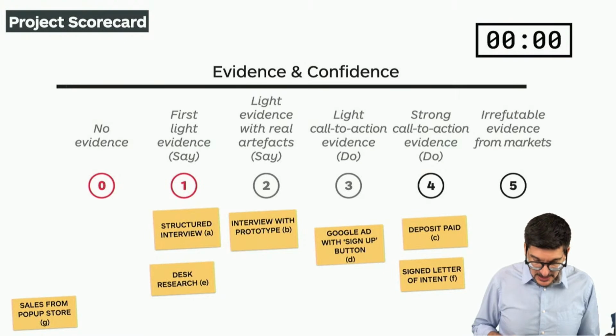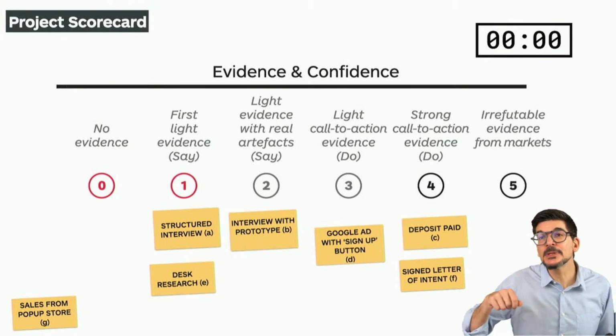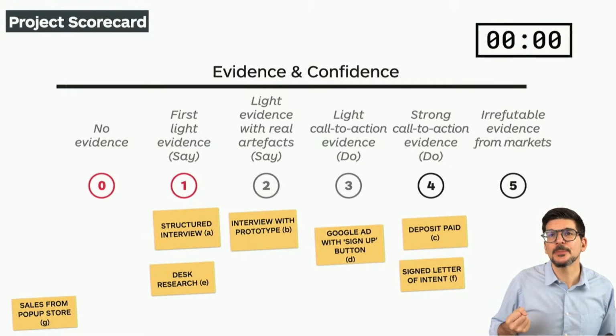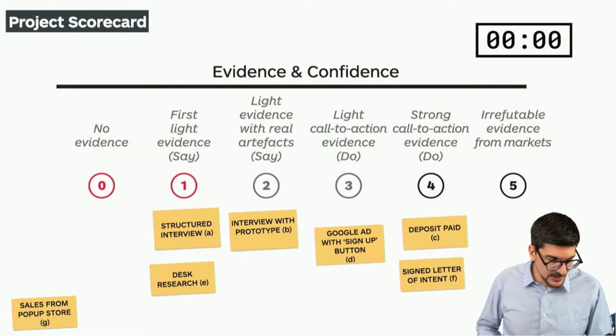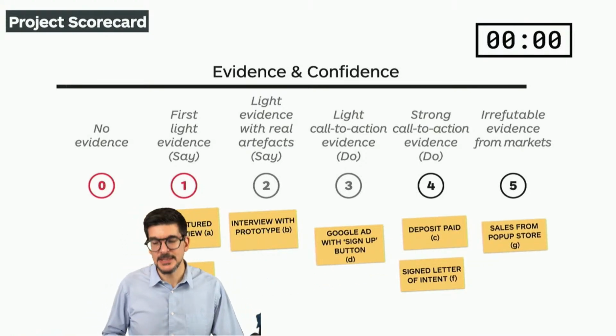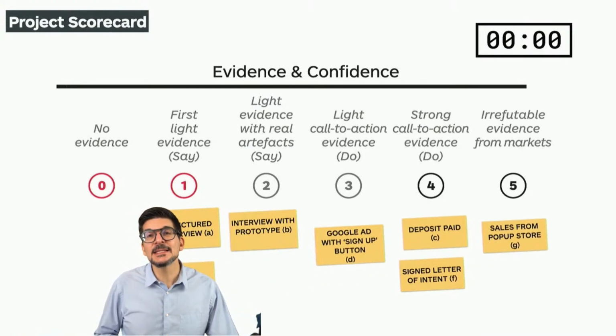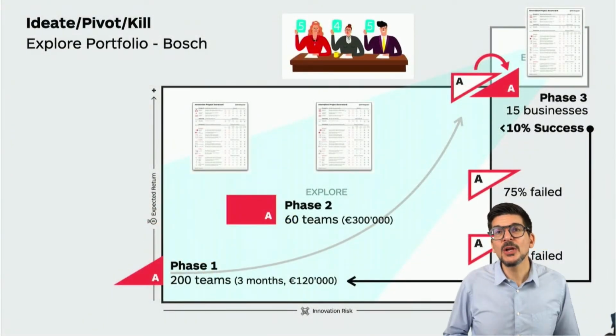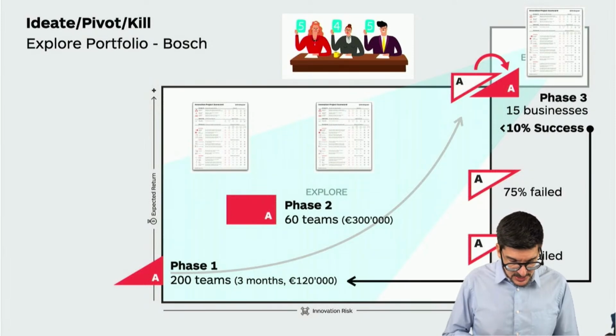And then the signed letter of intent, people signing is actually a pretty strong commitment. So I put that in level 4. And then we have the last one here. I'd put pop-up stores over on the right-hand side. So that is actually the kind of thing that Bosch did to judge if an idea goes to stage 2.